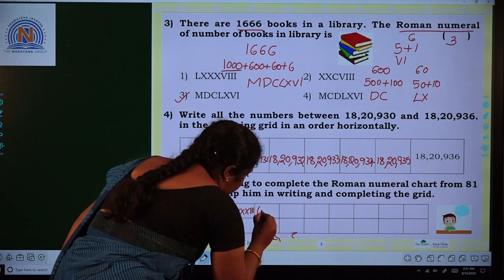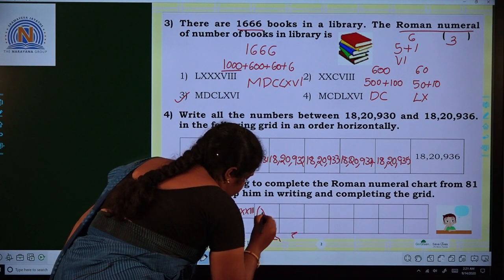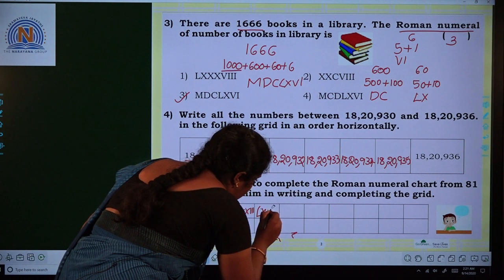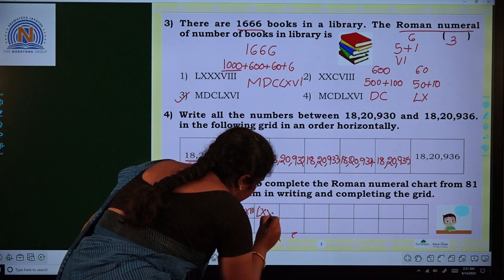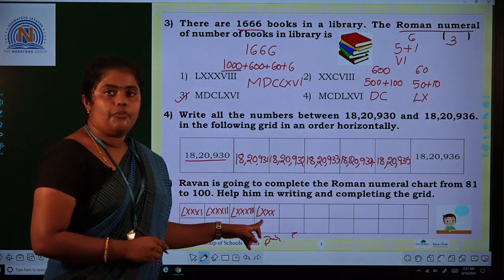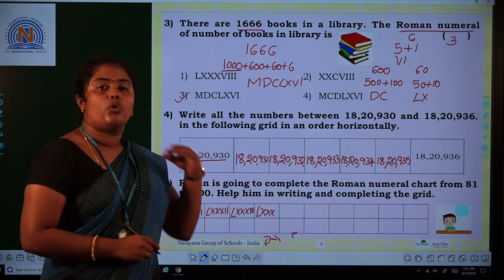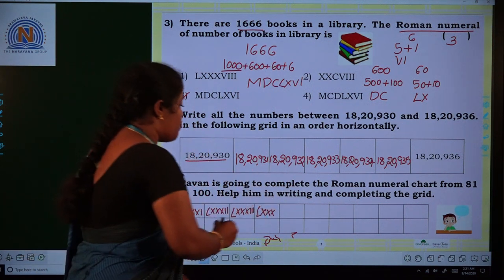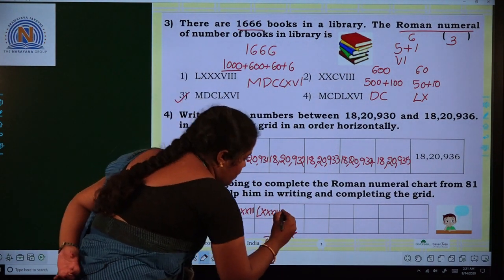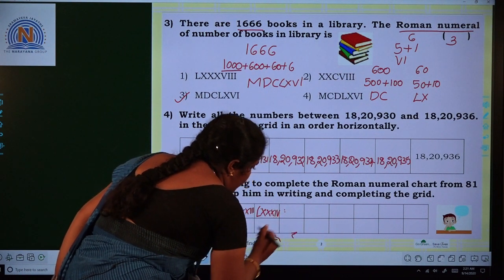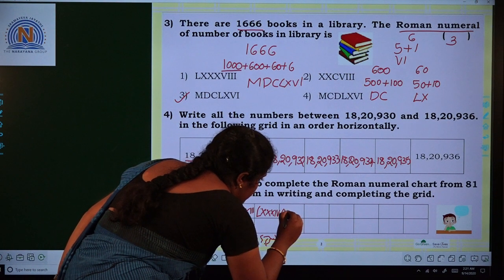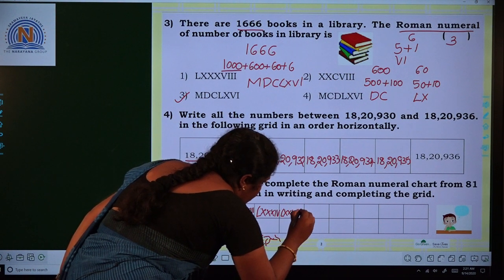L X X X, but we will think to write I 4 times. In Roman system, one rule is there. We cannot repeat I more than 3 times. That's why we don't repeat that symbol. So we have to write IV. Next, IV. Next one is LXXXIV. It stands for 84.